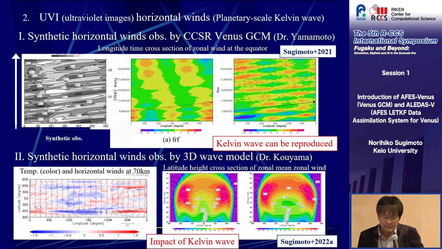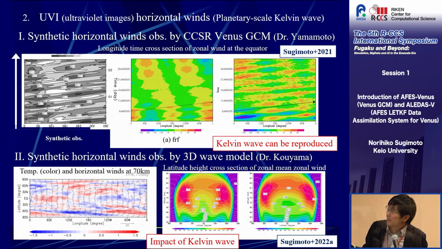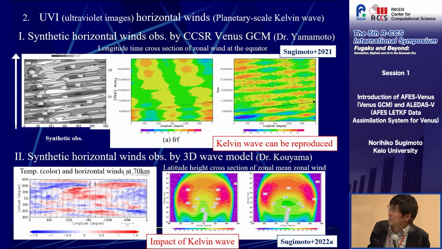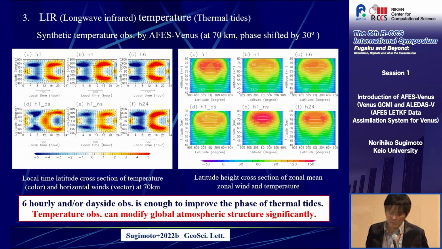Also, we have tested several observations like this. Horizontal wind assimilation can produce a fast wave or not. Also, a test of LIR, long wave infrared temperature assimilation, can improve the phase of thermal tide, and also temperature observation can modify superrotation.